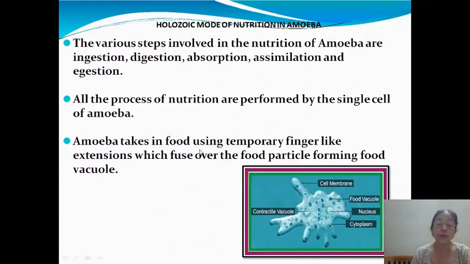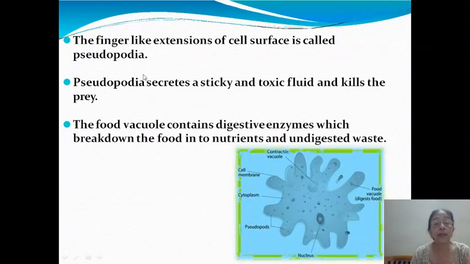Amoeba takes its food using temporary finger-like extensions which fuse over the food particles, forming a food vacuole. These are the finger-like projections you can see here. These finger-like extensions of the cell surface are called pseudopodia. Pseudo means false, pod means foot, so it is a false foot. The pseudopodia secrete a sticky and toxic fluid and kill the prey.